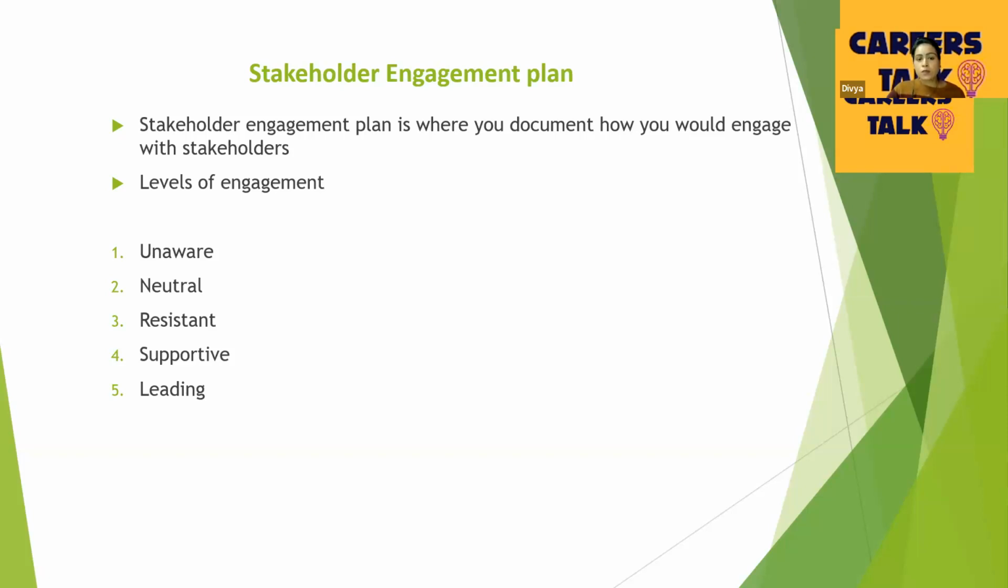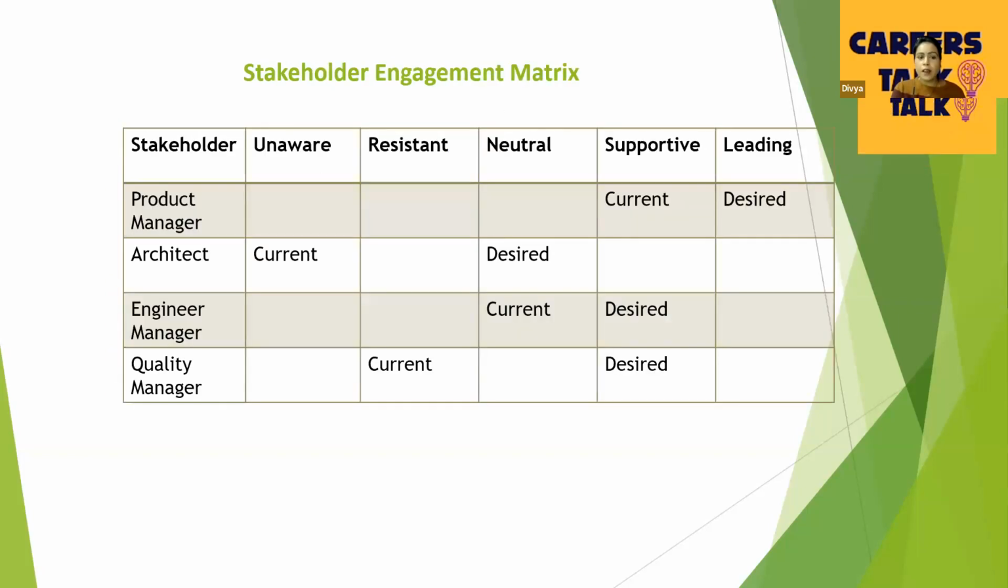As part of this stakeholder engagement plan, you would be able to know at what time, how you would engage your stakeholders. To understand this, we need to understand various levels of engagement. The first one is unaware. Unaware is when the stakeholder is not aware of the product, or the changes, or the project that is coming into the picture. So they are not aware of what's happening.